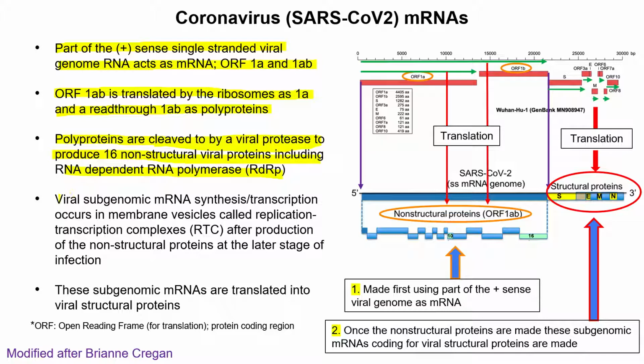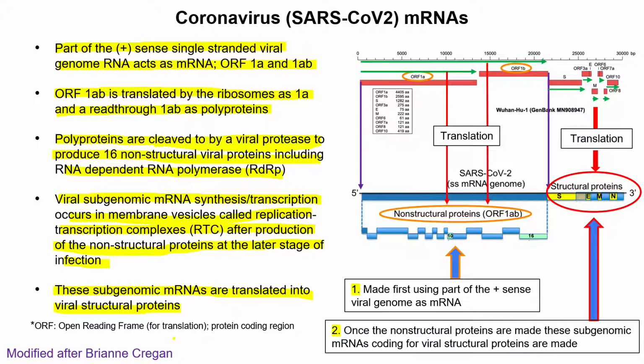Again, reading: viral subgenomic mRNA synthesis transcription occurs in membrane vesicles called replication transcription complexes, after production of the non-structural proteins at the later stage of the infection. And these subgenomic mRNAs are translated into viral structural proteins. So just have an overview of that. The exact numbers we are not going to ask.